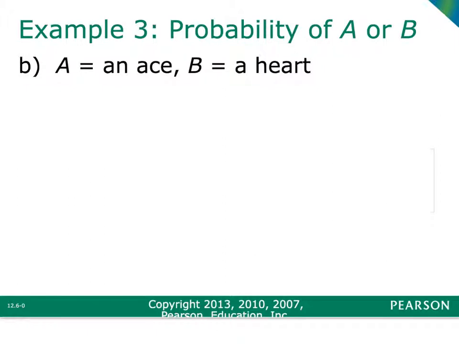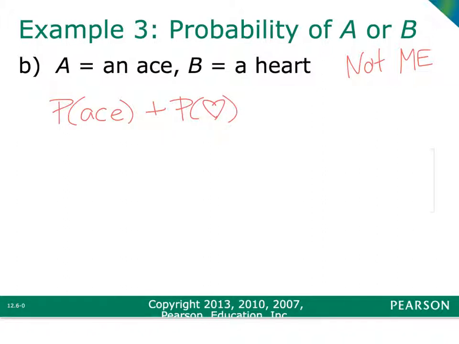The probability of event A is an ace, and the probability of event B is a heart. These are not mutually exclusive because you can have an ace of hearts. So if you're going to use your formula, you would have to find the probability of an ace plus the probability of a heart, and then deduct out the probability of an ace of hearts. So the probability of both.